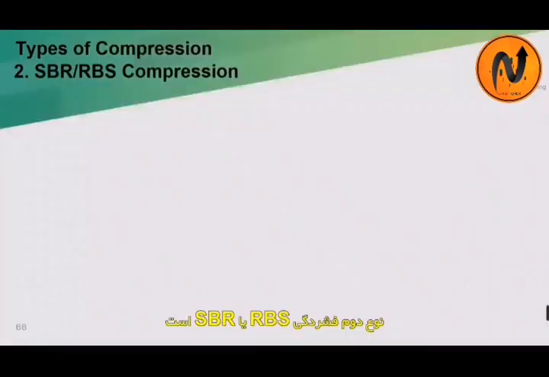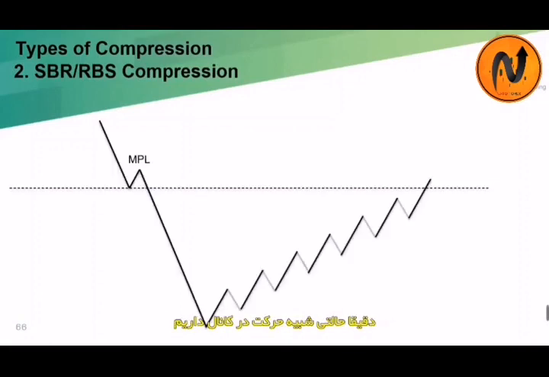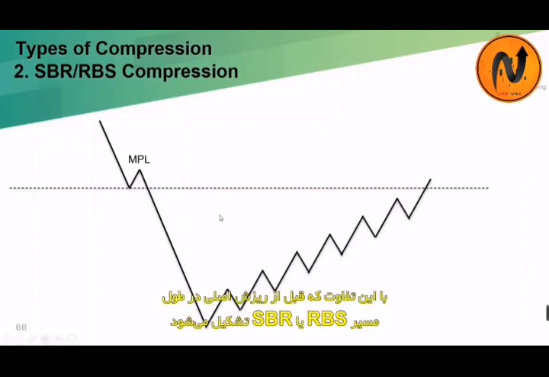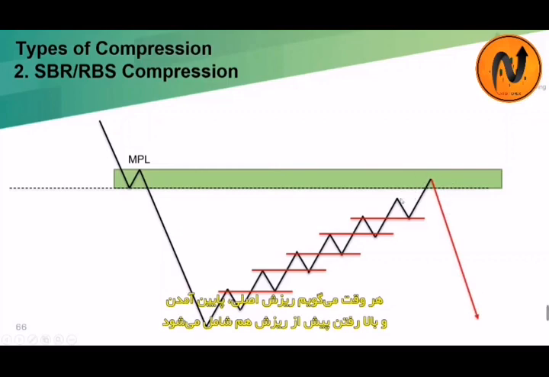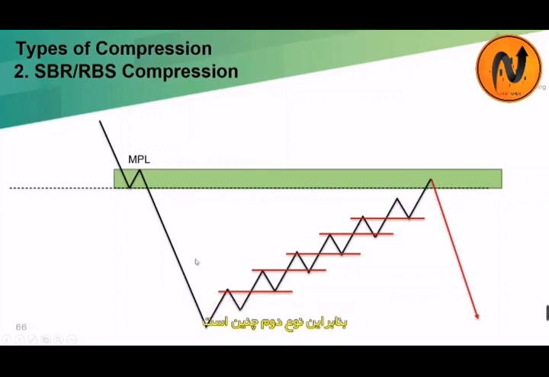Then the second type of compression is what we call SBR or RBS compression. It is almost the same as a channel, but the difference is that it is forming RBS or SBR all the way before the big drop. When I talk about the big drop, it means there is some going down, going up, and then the big drop. So it looks something like this.